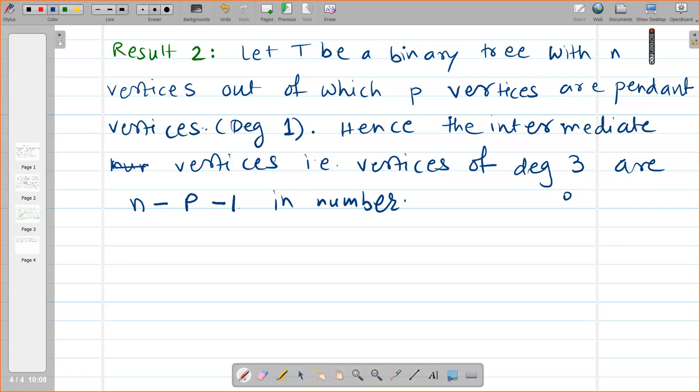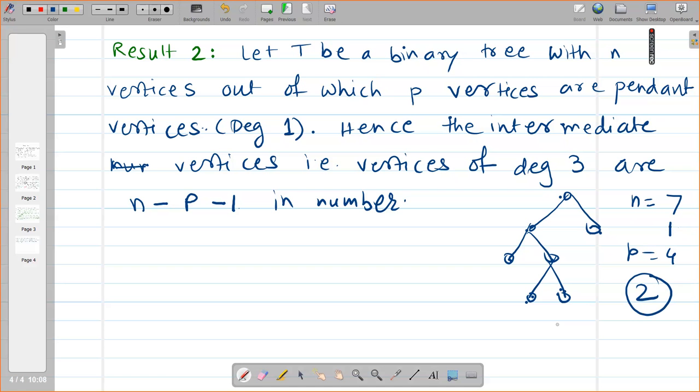Okay? जैसे कि मैंने ये ड्रॉ किया था. Suppose I have this. So what is n here? N is 1, 2, 3, 4, 5, 6, 7. N is 7. There is one vertex of degree 2. And how many pendant vertices? 1, 2, 3, 4. So P is 4. So 4 plus 1, 5 vertices are not of degree 3. So degree 3 के कितने vertices आए? 2 आए. 7 minus 4 minus 1. Okay, so this is degree 3 and this is degree 3. This is what we want to say.